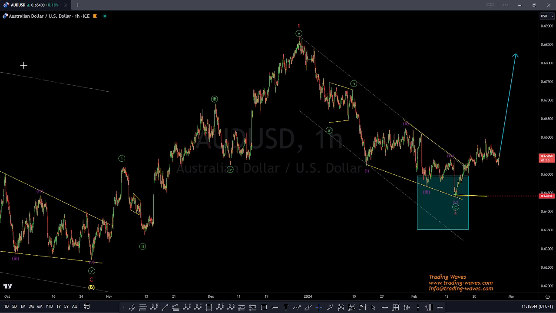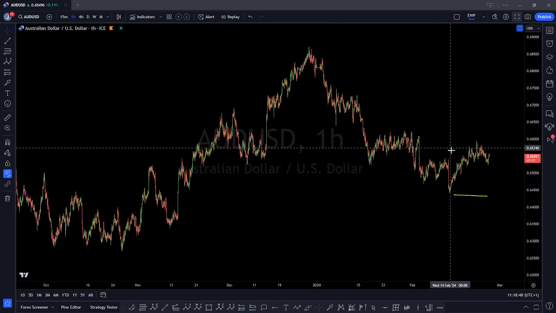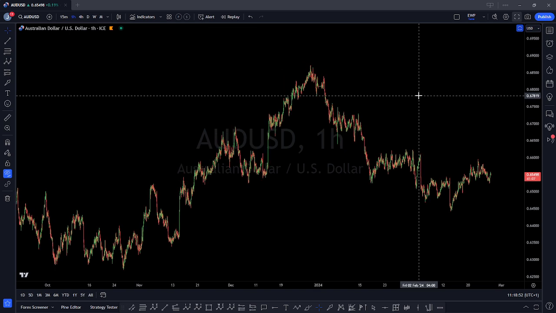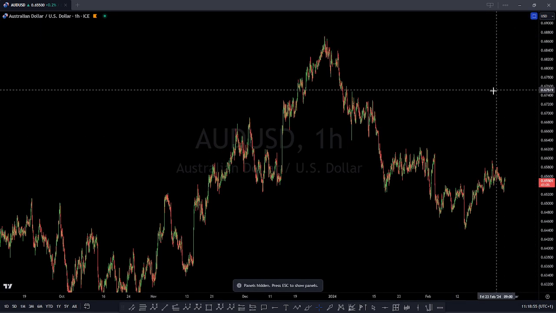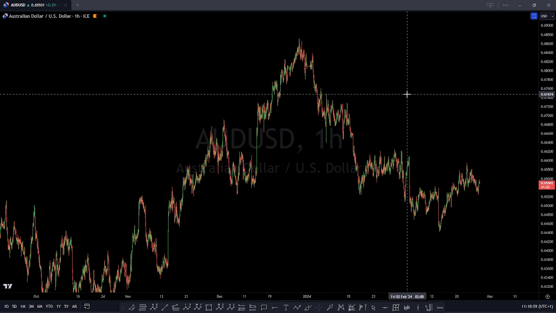Now, I'm going to switch off the labels here for now, and I want to just look at the alternative view, not from an Elliott wave perspective, just to look at some other TA and see if it can be in line with what we are looking for. I'm going to start with the candle patterns for now.